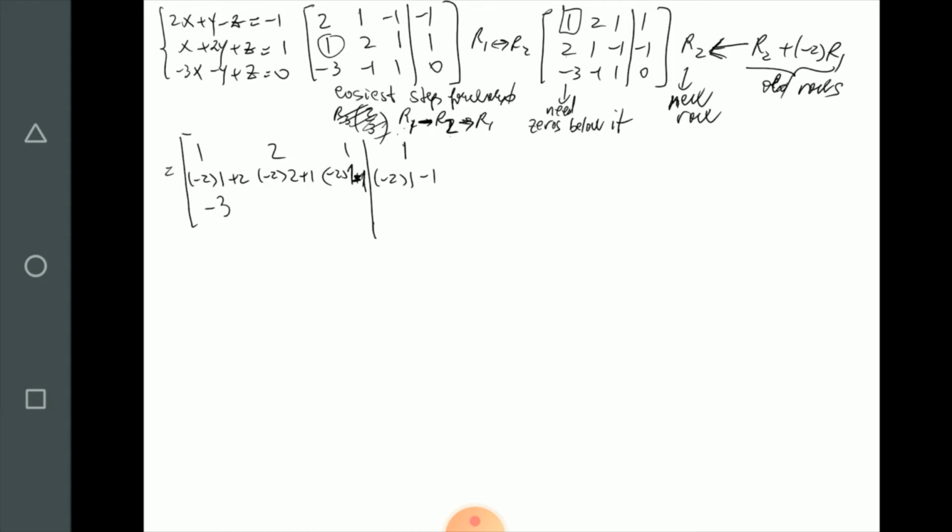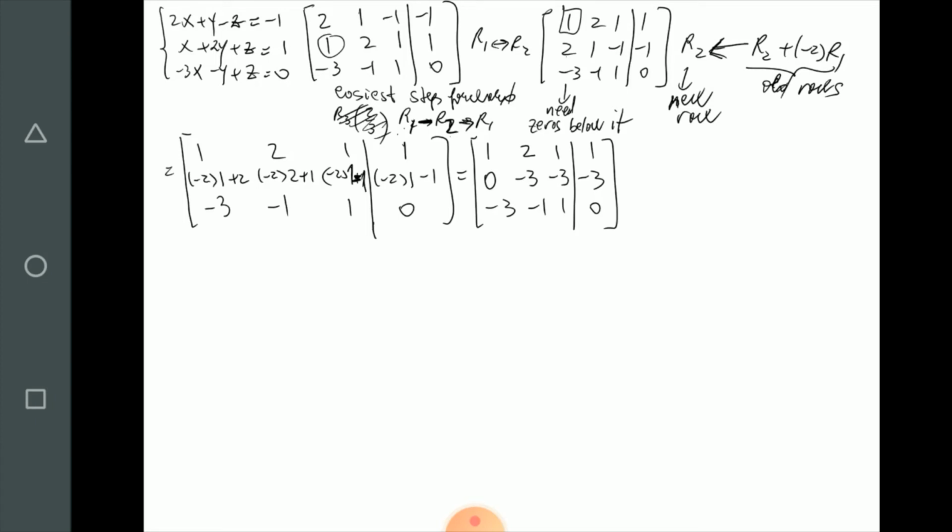And let's copy the third row. Okay, so this becomes now 1, 2, 1, and 1. And let's see row 2. If we simplify that, 0, which was the goal to begin with, minus 4 plus 1, that's minus 3. And minus 2 minus 1, that's minus 3. Minus 2 minus 1, minus 3 again. And then let's copy again the last row, minus 3, minus 1, 1, 0.